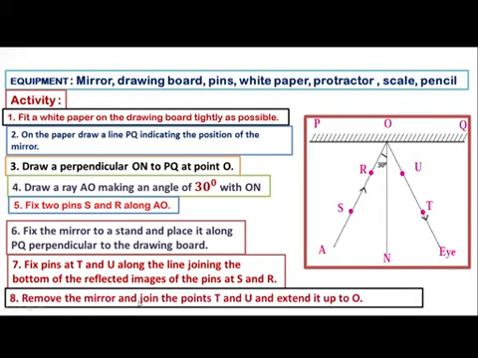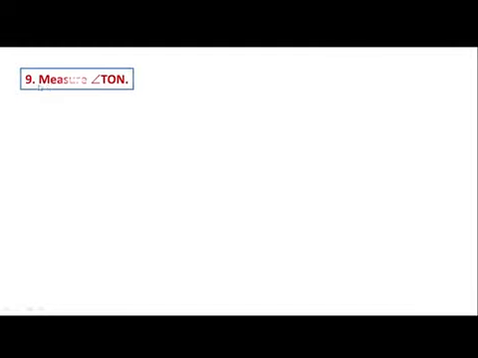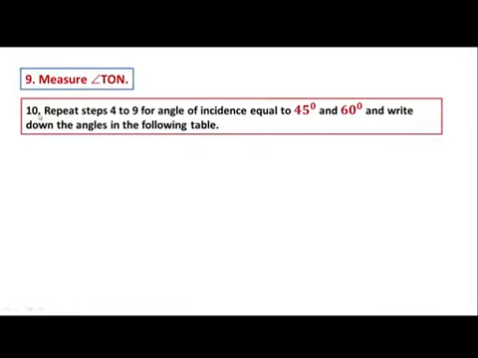8. Remove the mirror and join the points T and U and extend it up to O. 9. Measure angle TOL. 10. Repeat steps 4 to 9 for angle of incidence equal to 45 degrees and 60 degrees, and write down the angles in the following table.